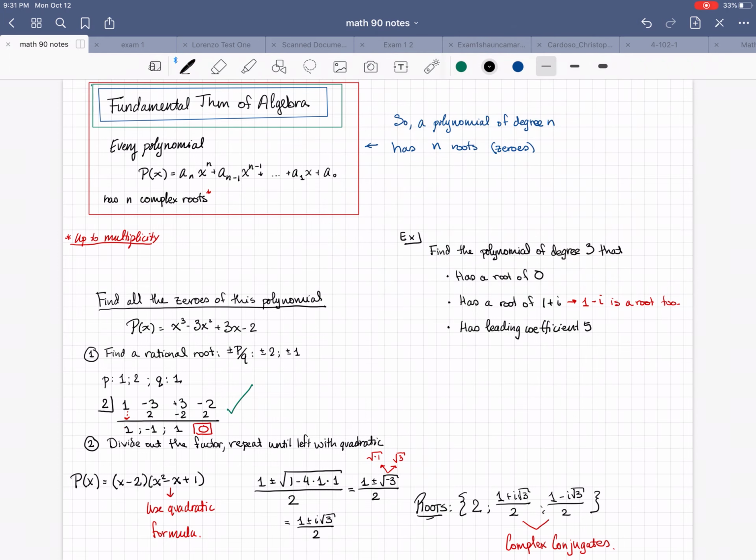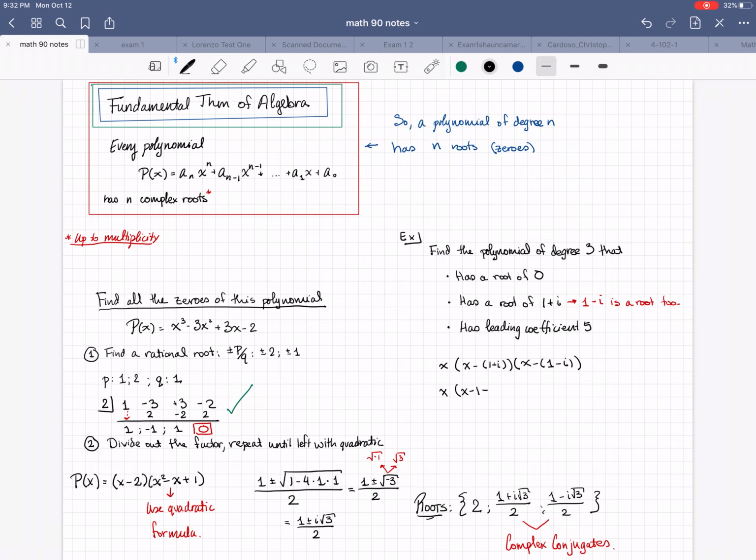If c is a root, then x minus c is a factor. So if 0 is a root, then x minus 0 is a factor. That's just x. If 1 plus i is a root, then x minus 1 plus i is a factor. And if 1 minus i is a root, then x minus 1 minus i is a factor. So here's the beginnings of our polynomial, and we'll multiply this out because I want to make sure that you see it. Let's first kind of clean this up.